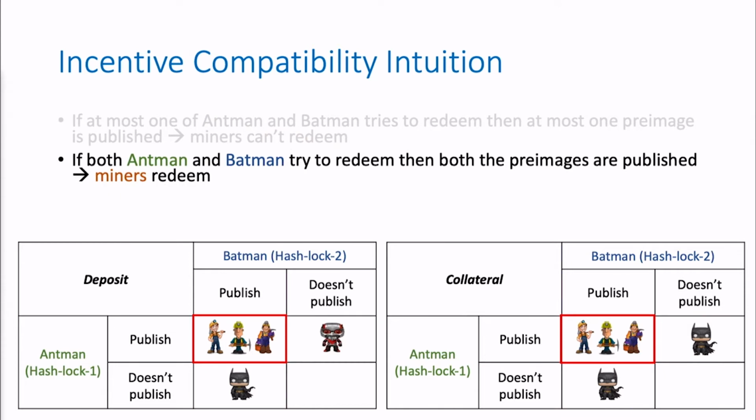However, if both Ant-Man and Batman try to redeem the contract, meaning they both reveal their respective pre-images, enabling the third option, then the miners can get the token themselves. Okay, over here.